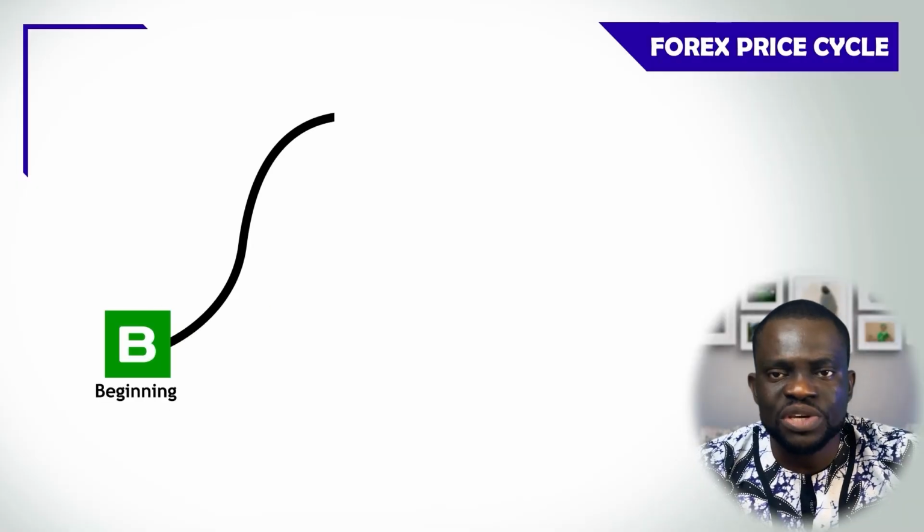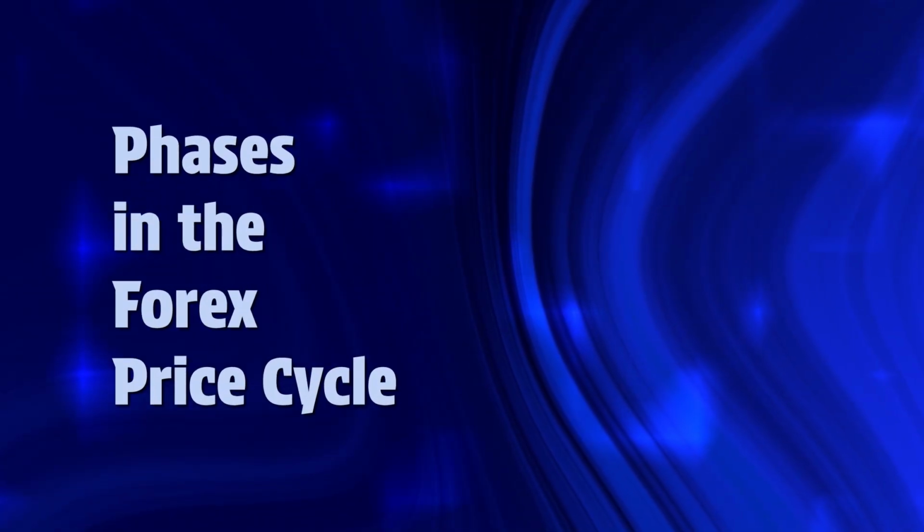Think of it like a wave. Just as explained in the time cycle video, every move has a beginning, a peak, and a reset. There are 5 phases in the forex price cycle. Let's break down each phase in detail.